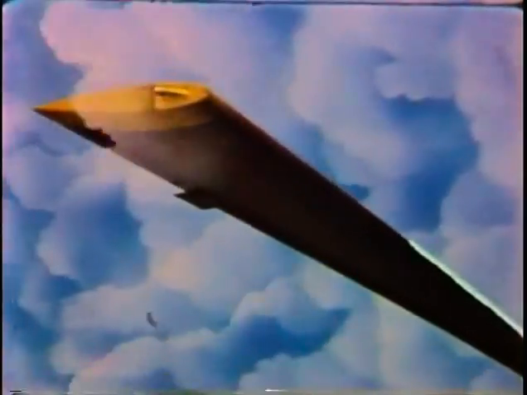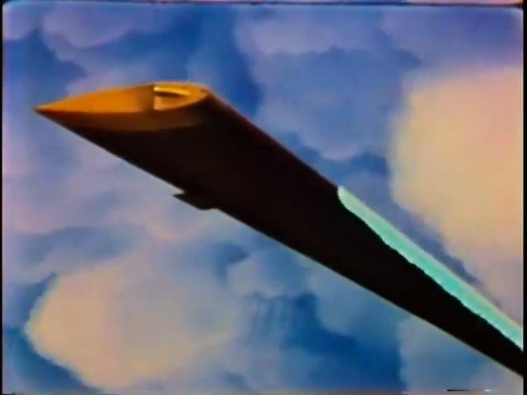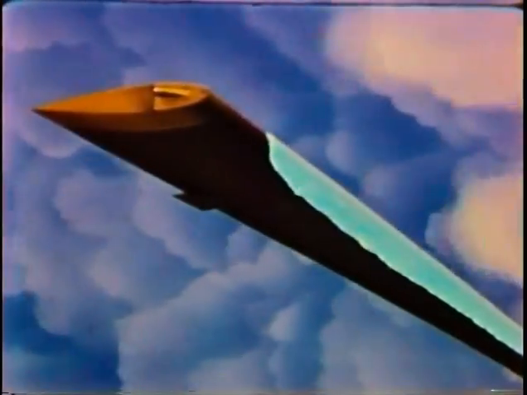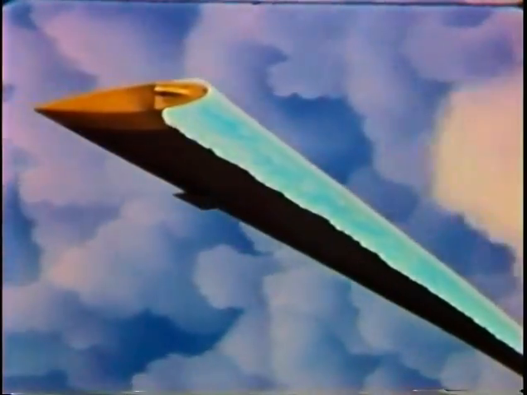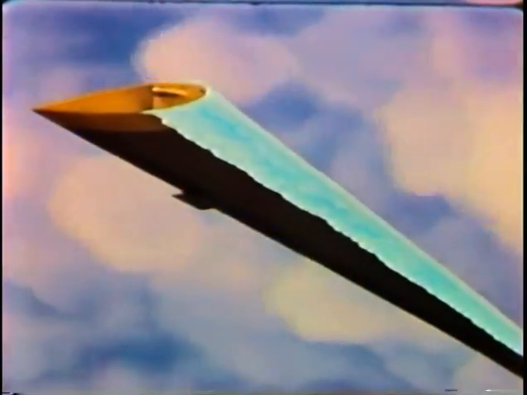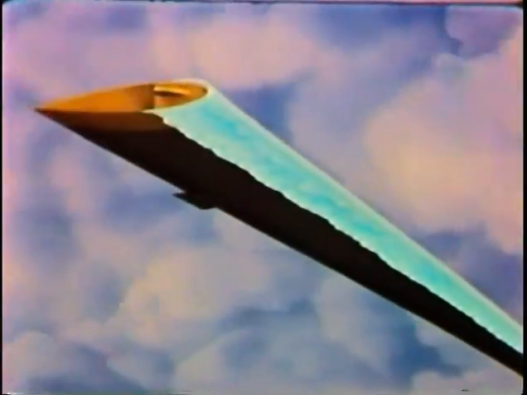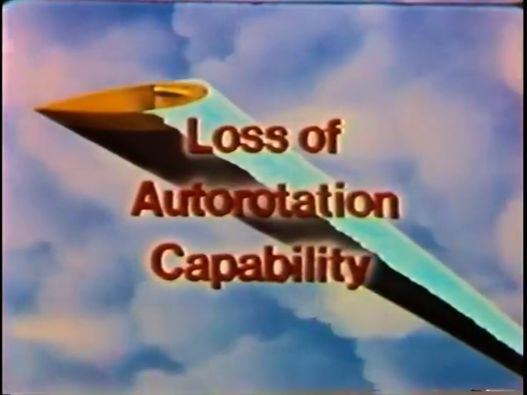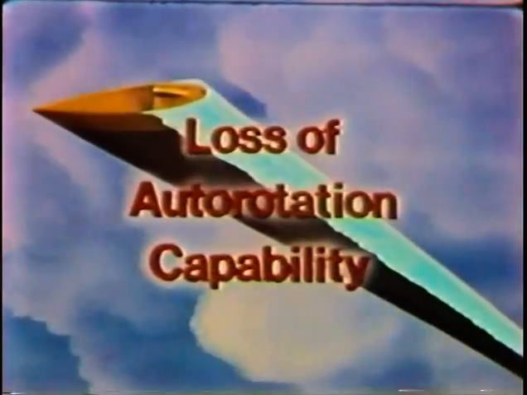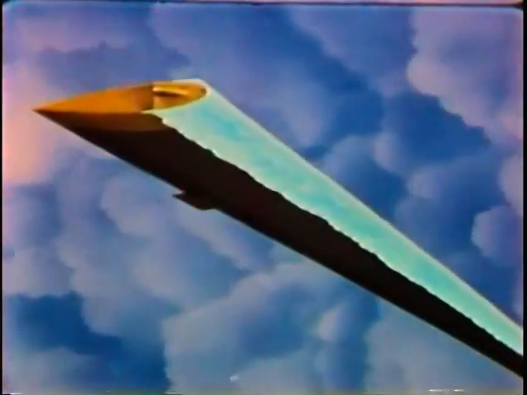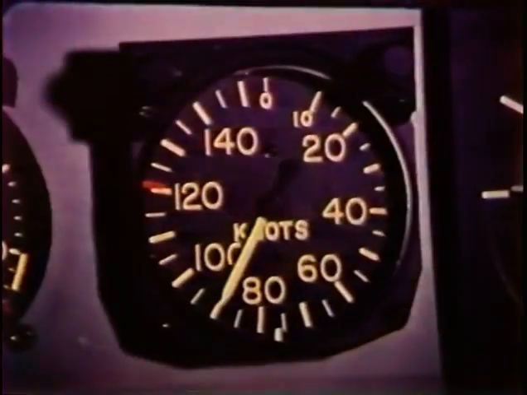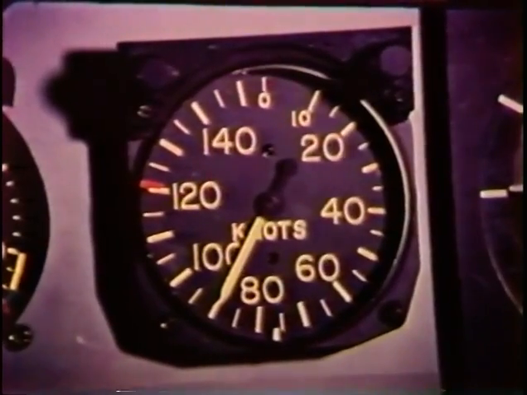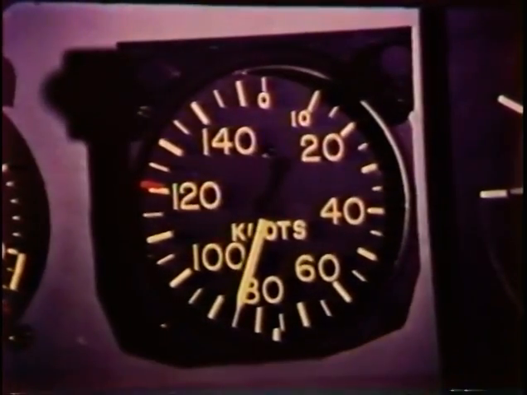Icing begins at the root and moves outward. It forms along the leading edge, extending back along both top and bottom, but with somewhat more on the bottom. This rotor blade ice reduces lift and adds drag, which can result in a loss of your autorotation capability. Fortunately, before that happens, you normally get a cockpit indication. The loss of lift and increased drag cause your airspeed to fall off.